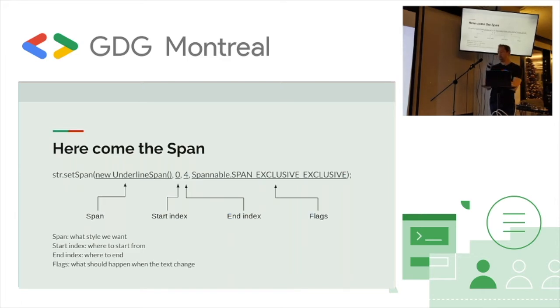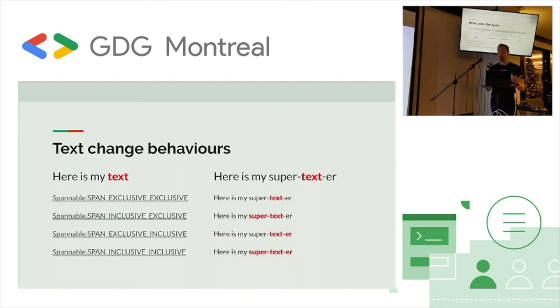We're going to go into a little bit more detail on what the flags mean. In the case of spans, you can use them on static text or on dynamic text, basically either on a text view or an edit text. So the flags allow us, when we use edit text, so text that can change, to decide what happens if I start typing or modify the text that is affected by a span. Basically, you have 4 different options.